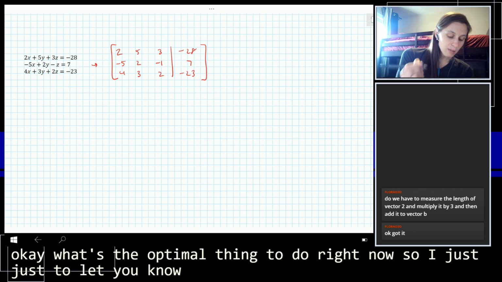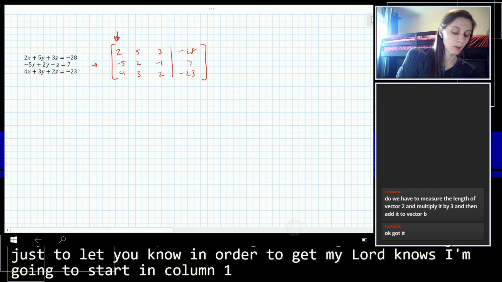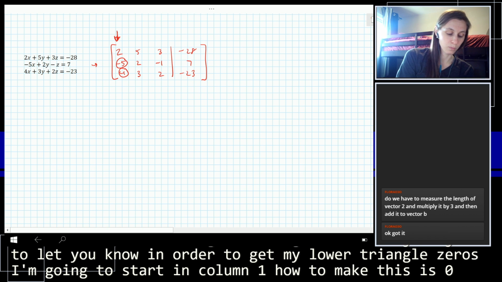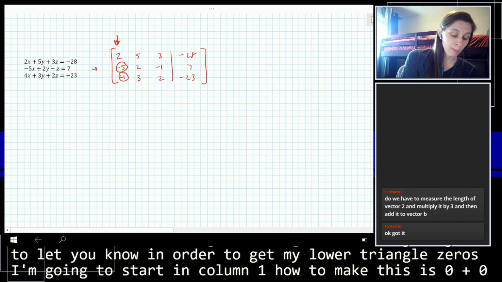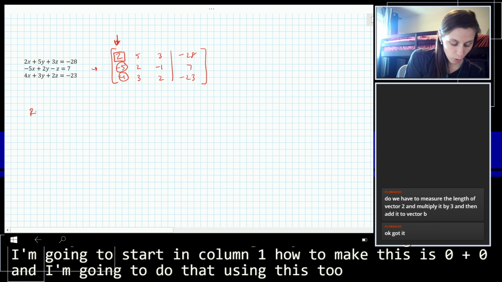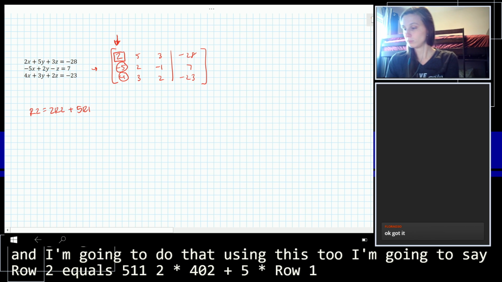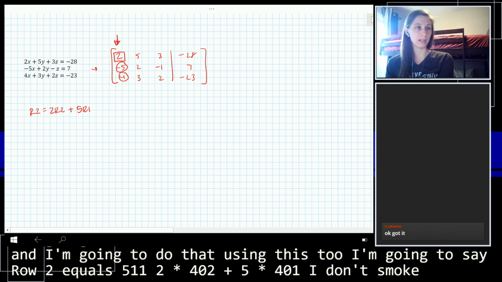Okay, so in order to get my lower triangle of zeros, I'm going to start in column 1. I'm going to make this a 0 and this a 0. And I'm going to do that using this 2. So I'm going to say row 2 equals 5, nope, wrong one. 2 times row 2 plus 5 times row 1. And there's multiple ways to show your steps.